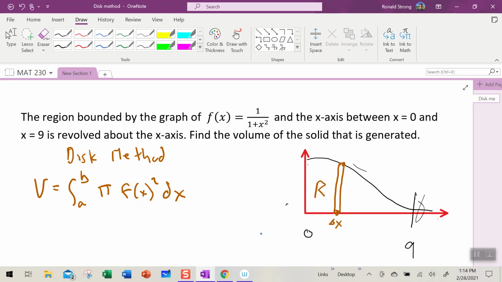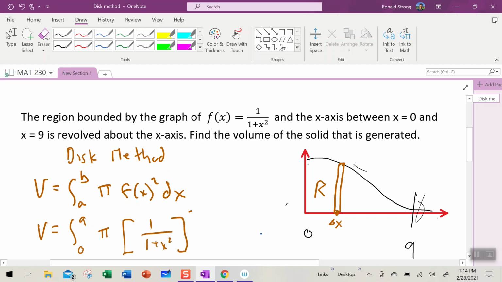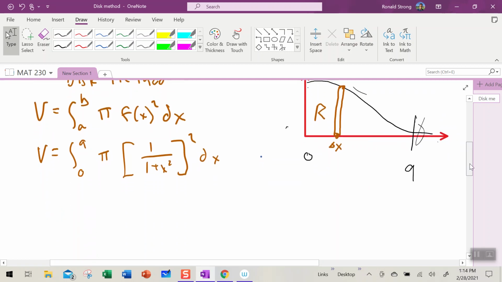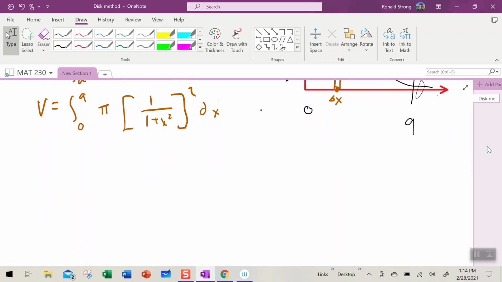Well, the function value and the bounds of integration are all known. We're going from 0 to 9 of pi times the quantity 1 over 1 plus x squared, squared, dx. Now, when you first look at this problem, it doesn't look like a typical trigonometric substitution problem, because we don't have a radical. We're used to seeing the typical form being something like the square root of 1 plus x squared. So let's see if we can use trigonometric substitution without the radical and have it work for us.